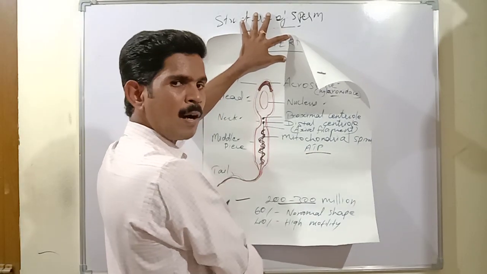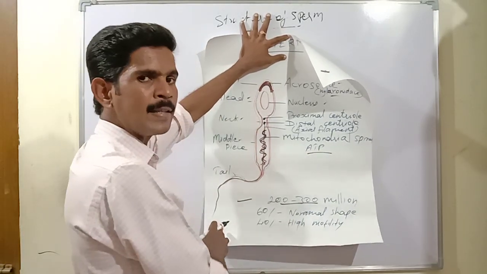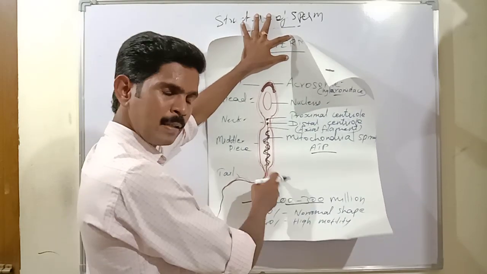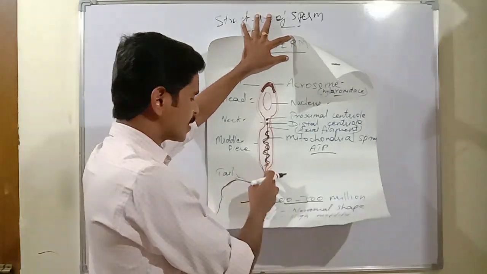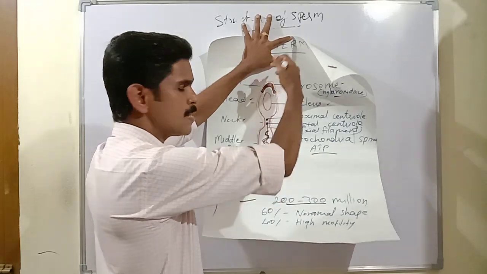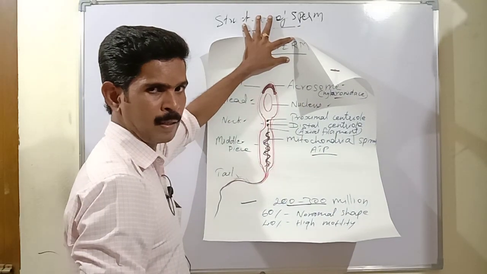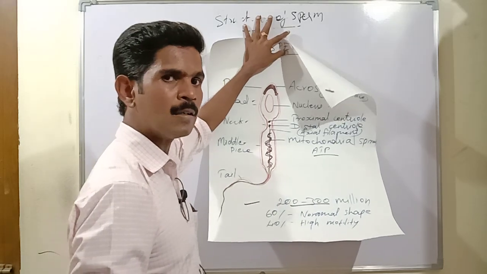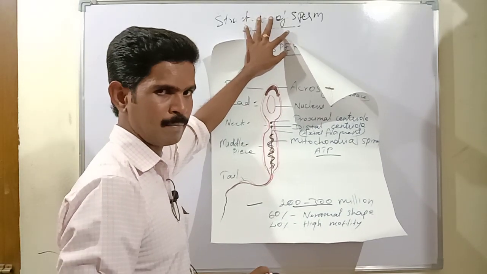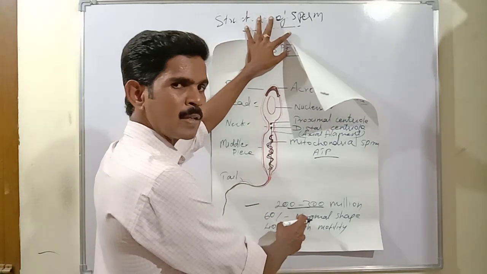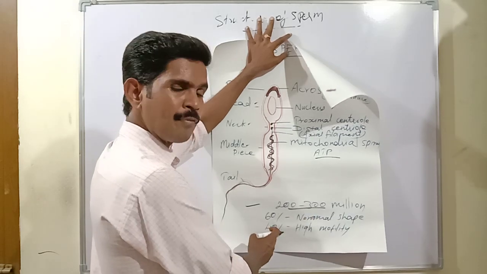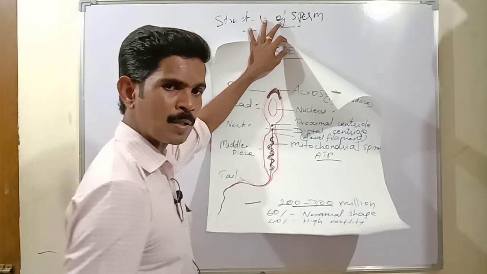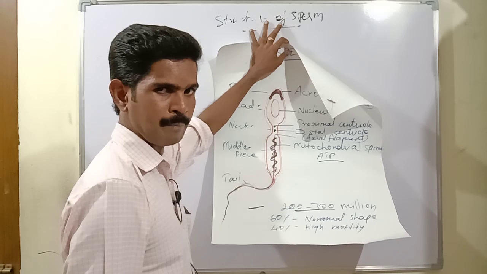The tail region is the longest region, slender in nature, and it can move in any direction, and because of the movement of this tail the sperm is moving forward. Maximum 200 to 300 million sperms are released during a single ejaculation. At least 60% should have normal shape, and at least 40% should have a high motility rate or capacity.